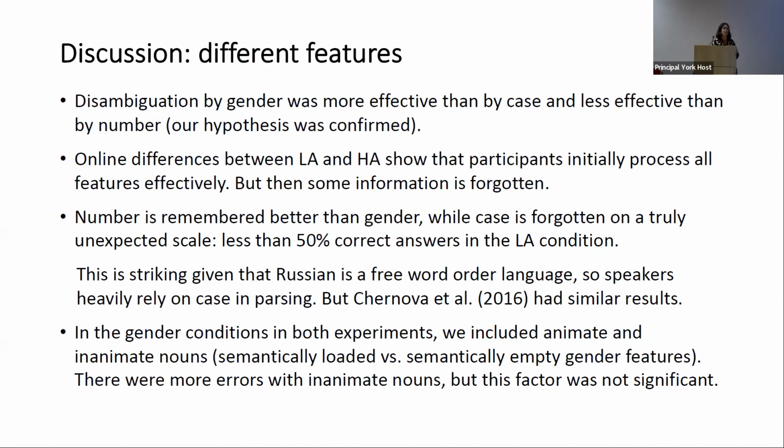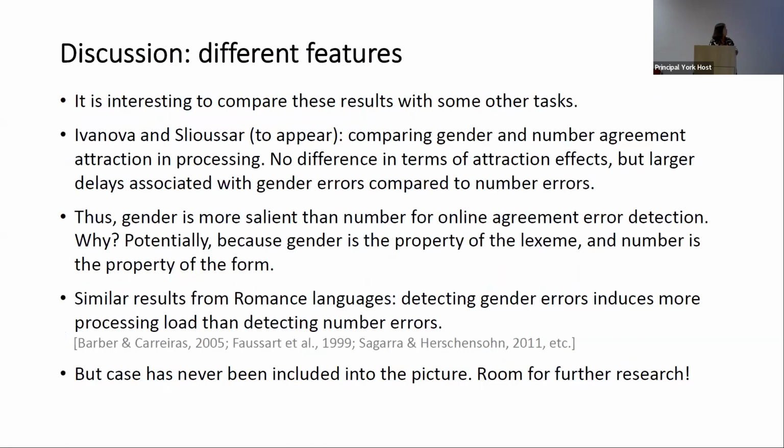And we even used this in some subsequent studies where we needed sentences where people make a lot of interpretation errors. So we could repeat this result with low attachment sentences with participial modifiers, really producing lots and lots of interpretation errors. In the gender conditions in both experiments, we included animate and inanimate nouns, semantically loaded versus semantically empty gender features. There were more mistakes with inanimate nouns, but this factor was not statistically significant.